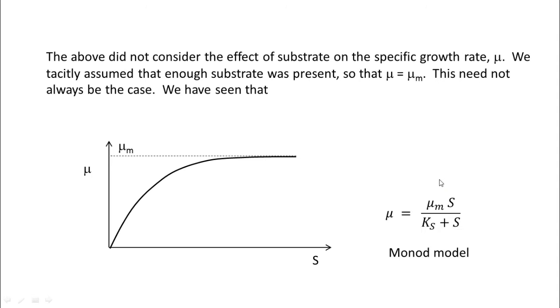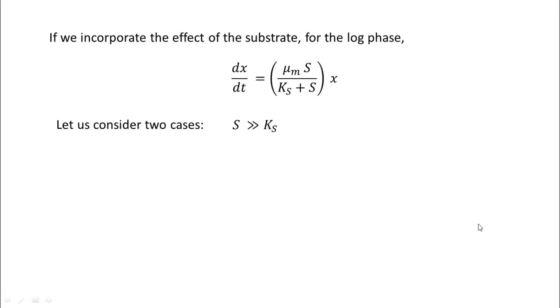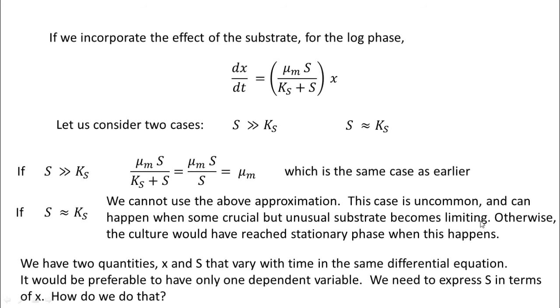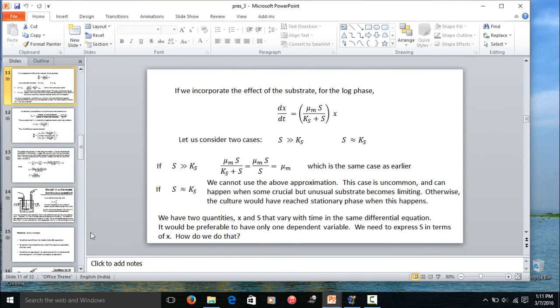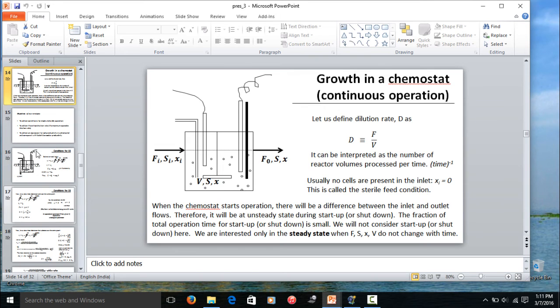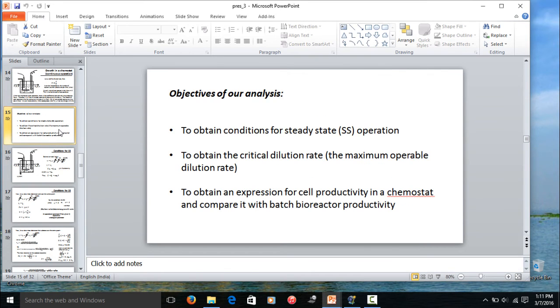And then we brought in the effect of substrate concentration on the specific growth rate and saw how things could change when that has been brought in. It could be relevant in some situations, but it is more important for the continuous bioreactor situation. So when we analyzed the continuous bioreactor, we got some very good insights into the operation, and we said at steady state we obtained conditions for steady state operation.